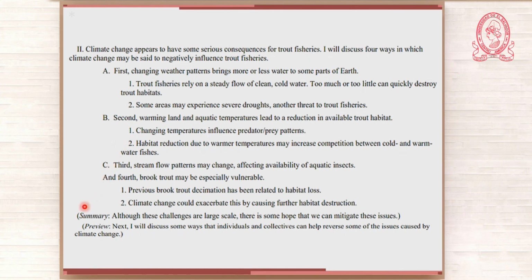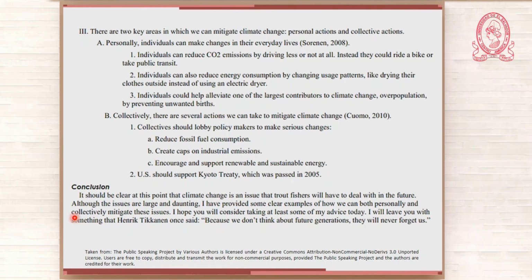And then you have a summary. Then you have a preview. Next, I will discuss some ways that individuals, blah, blah, blah. So you are preparing a transition from one topic to another. Main idea number 3, with the subtopics A, B, and subdivisions, 1, 2, 3. B, we have 1 and 2 subtopics. And then we have A, B, C. And the last part is the conclusion.